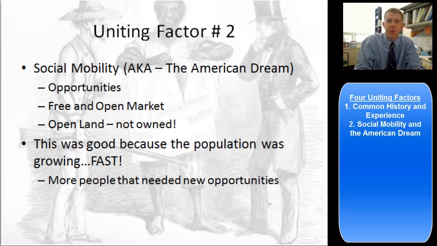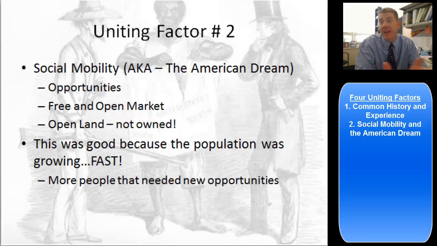Right, uniting factor number 2. The idea of social mobility, also known as the American dream. There are opportunities in the United States. We still have a free and open market. If you want to get involved in an economic activity, you want to open a shop, you want to open up a clothing store, you want to buy some land, or you want to get some land and plant your own crops, you could do that. There's nothing stopping you from doing that. There's no class system that says you can't enter the market.